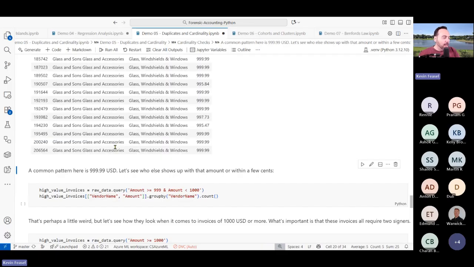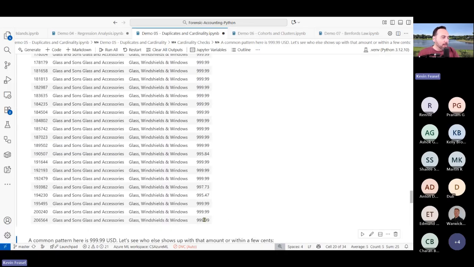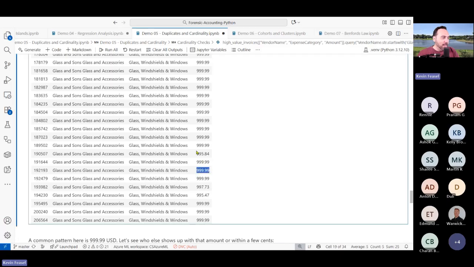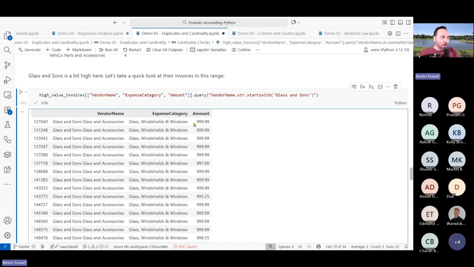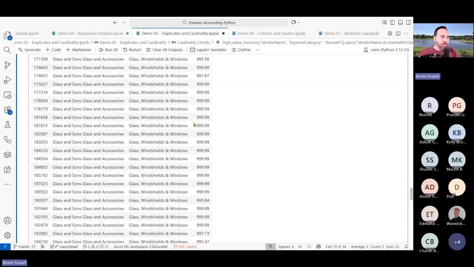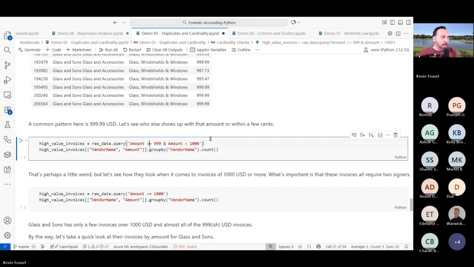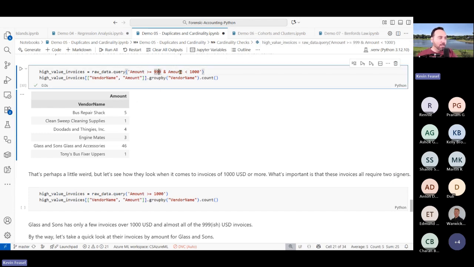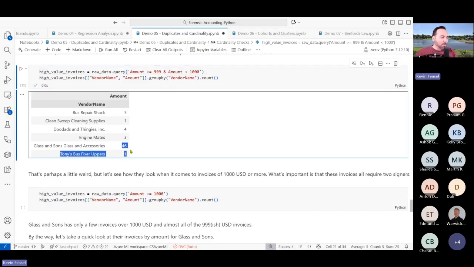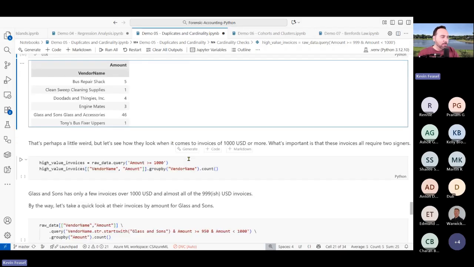And if I look at all, most of these are $999.99. Some of them are just a few dollars off. They're a few dollars less, but almost all of these are right at that edge. Now, let's look at how often anybody gives us something that's more than $999, less than $1,000. And we see one company does it all the time. Other companies have had a few instances. But this is more than everybody else combined. So that's interesting. Maybe a little bit weird.